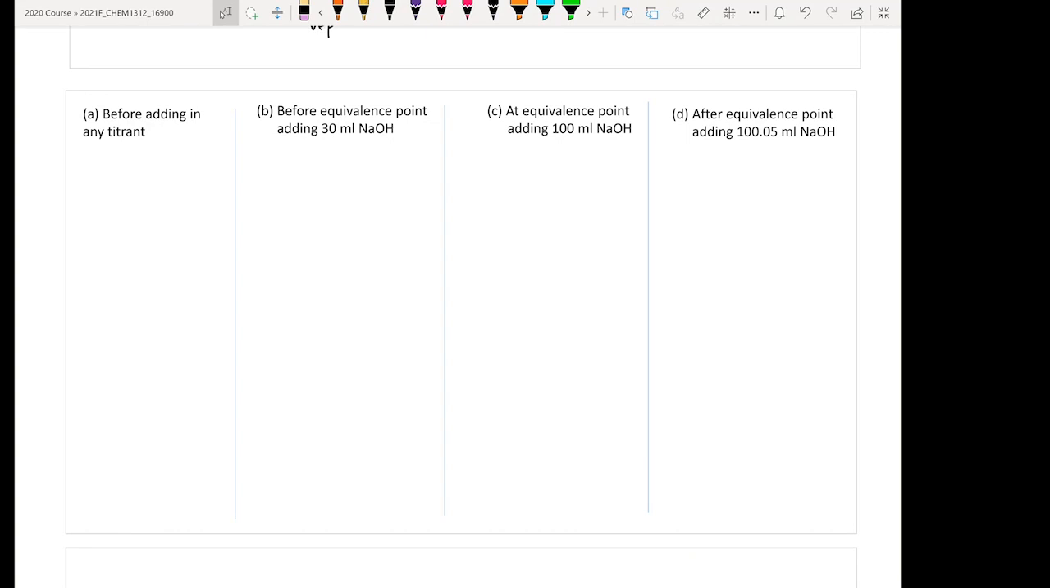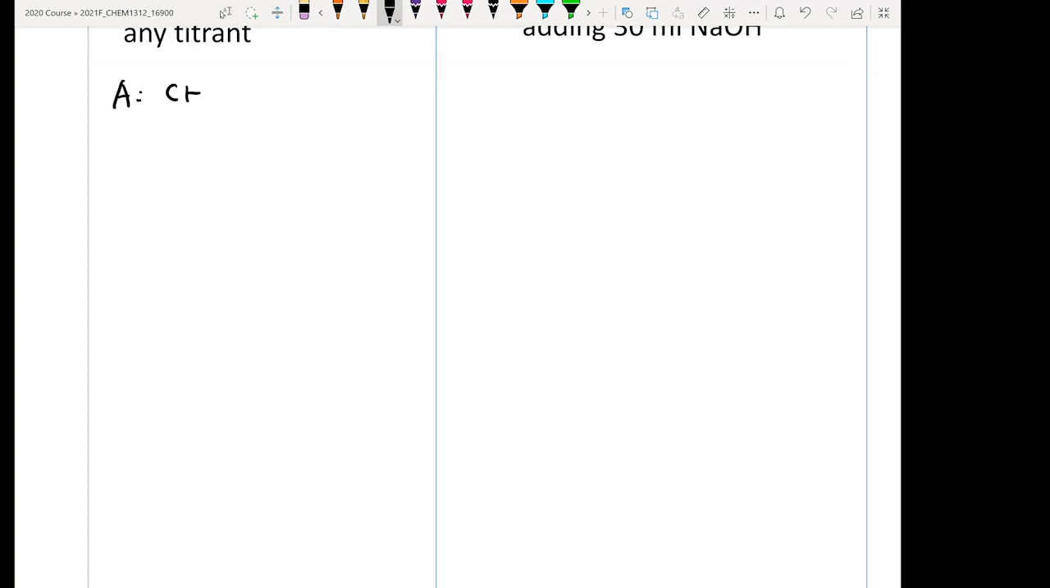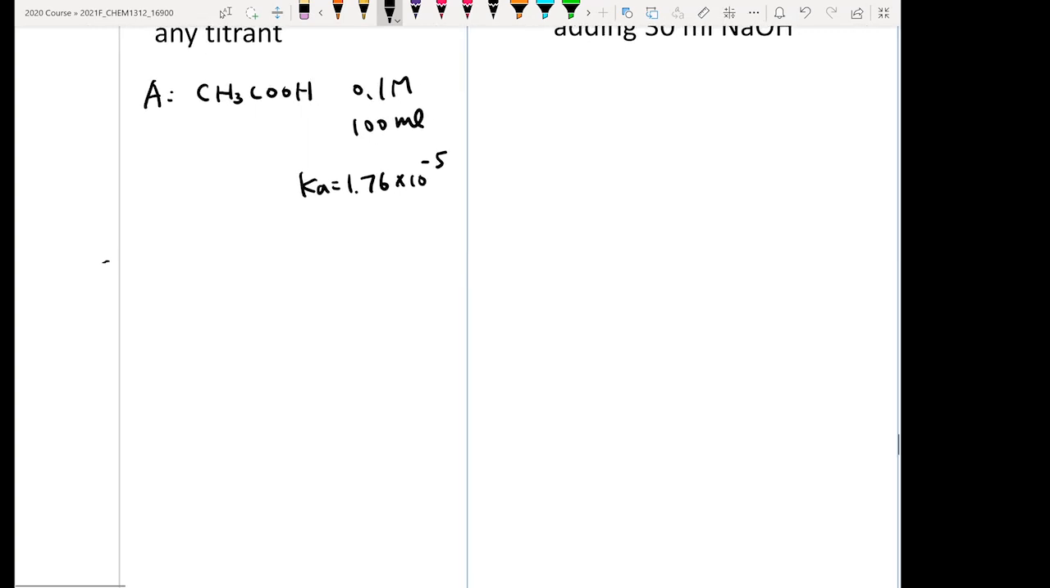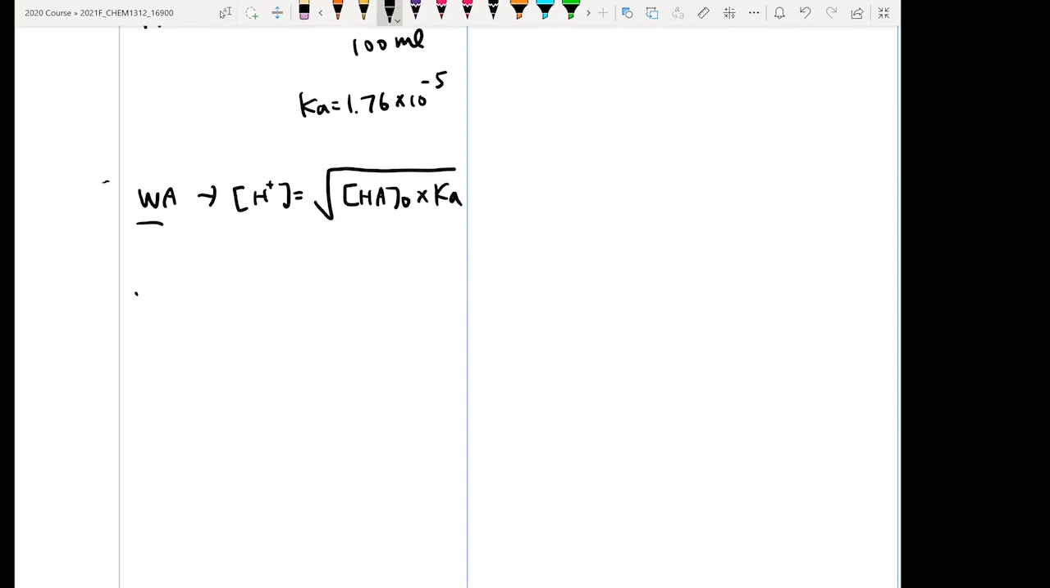Right now we know we have 0.1 M, 100 mL acetic acid, which is a weak acid solution. The analyte we have is CH3COOH. The concentration is 0.1 M, we have 100 mL, and Ka is 1.76 times 10 to the negative 5. So we know it is a weak acid. Therefore the proton concentration can be calculated from the square root of the acid concentration times your Ka.